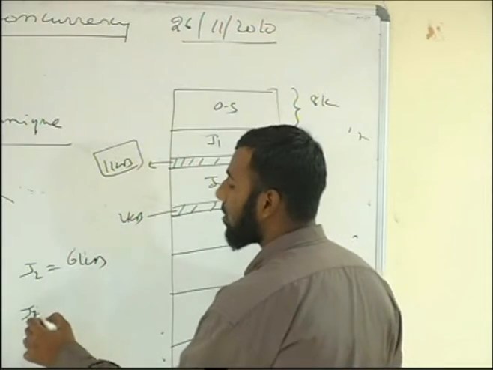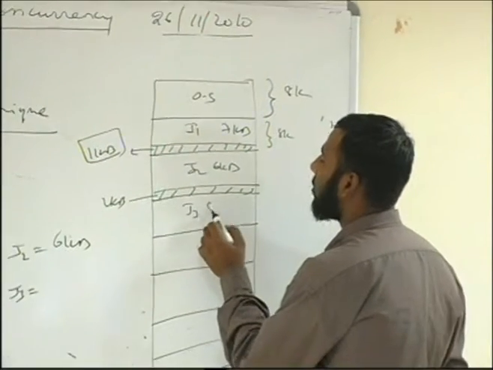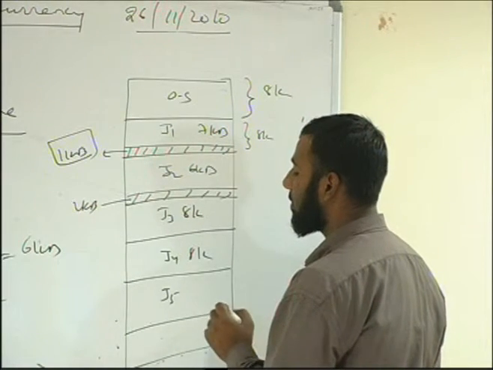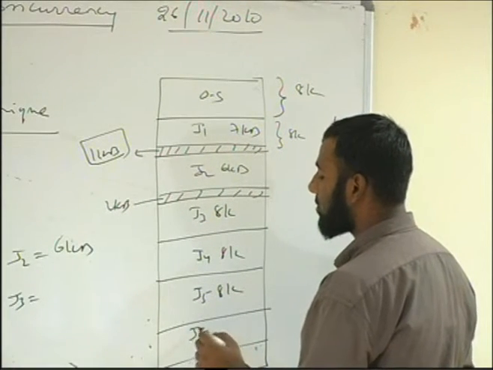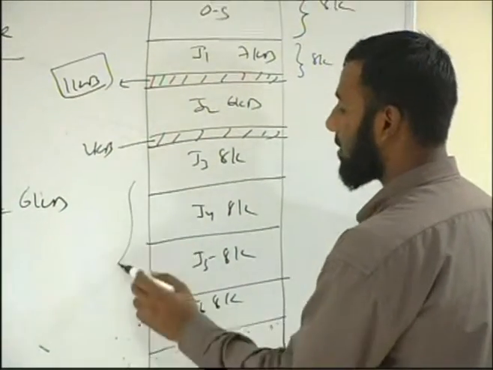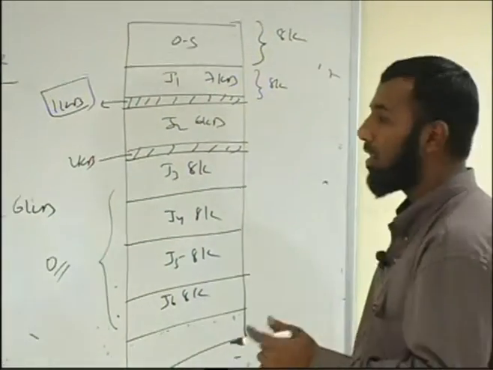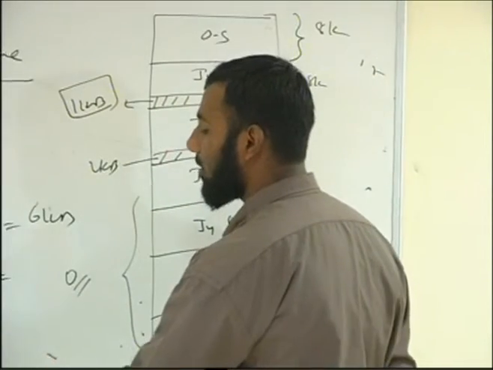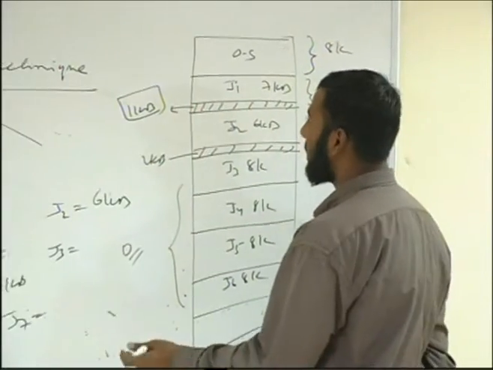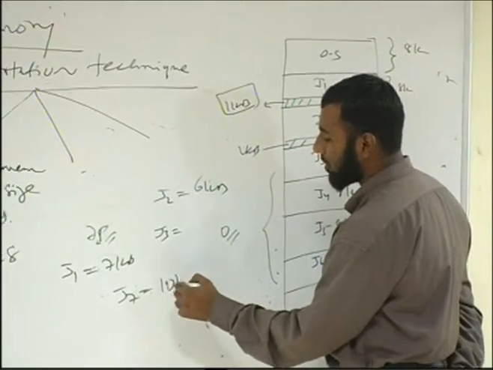Suppose I have another job J3, and the size of this is 8 kilobytes, so it will be accommodated. Job J4 is also 8 kilobytes, J5 is also 8 kilobytes, and suppose job J6 is also 8 kilobytes. In these 4 cases, internal fragmentation is 0 because there is no space left which is internal to the partition. Now assume there is another job, job J7, which wants to be loaded into this memory, and the size of this job is 10 kilobytes.